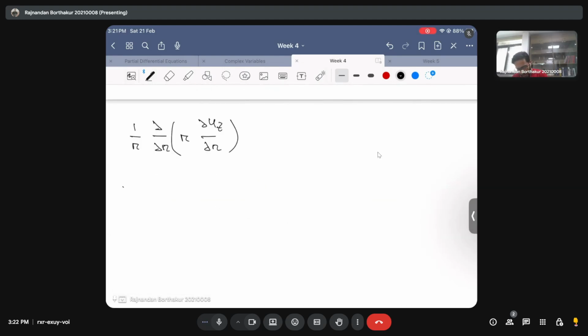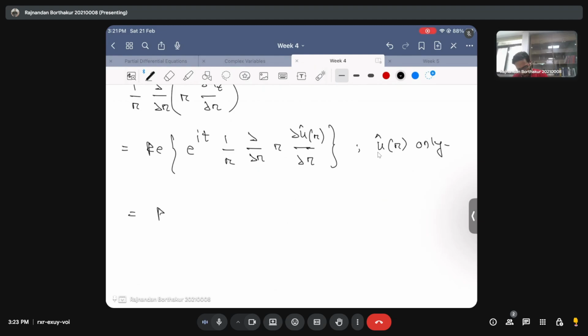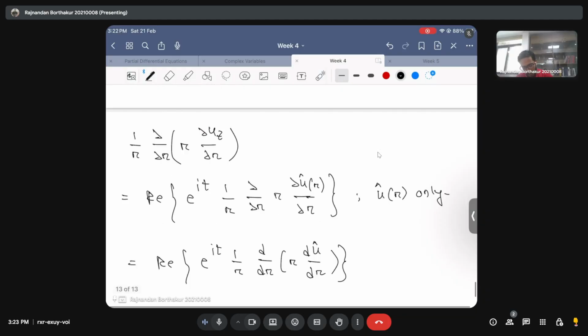So you can do the substitution and we'll just get some real part of e power I t, 1 by r del r of r times del u hat by del r. Okay, but I know that u hat is just a function of r only. So then I can replace this del with the d operator, which means this becomes real part of e power I t, 1 upon r d dr of r times du hat by dr. Okay, all right, that's it. So this becomes your term C.